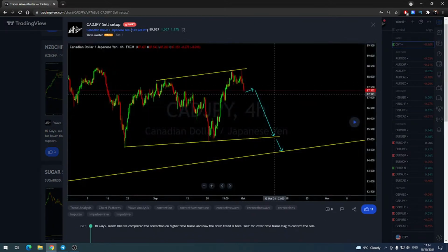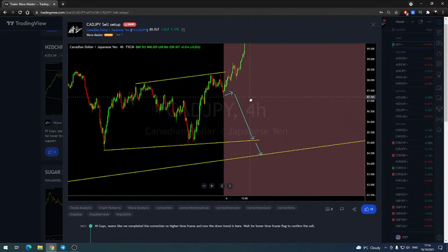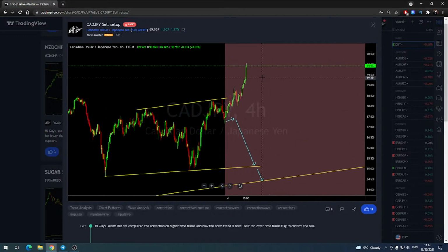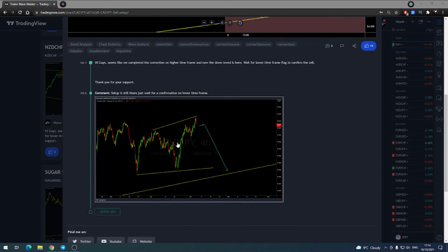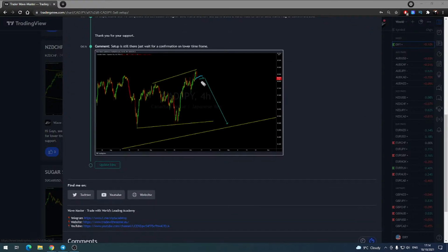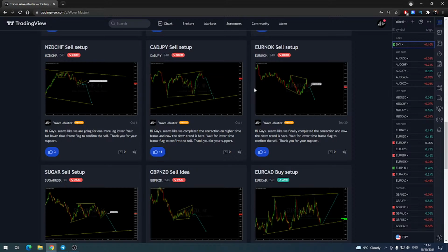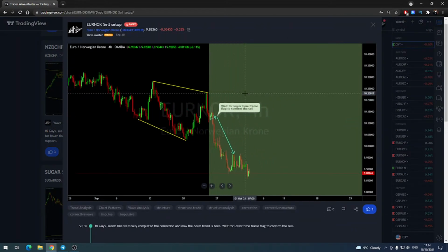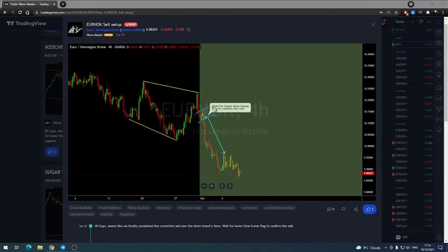Cadian, that one's pushing higher, so there wasn't any sell setup, as you can see, and it's still pushing higher, so this setup is not valid anymore. It didn't give us any correction for sells, so it's supposed to not be triggered. This one went really nicely. So for those who are here for the first time, what we are doing is waiting for the correction and then the push lower.